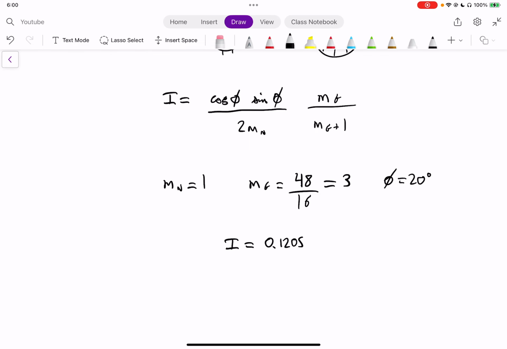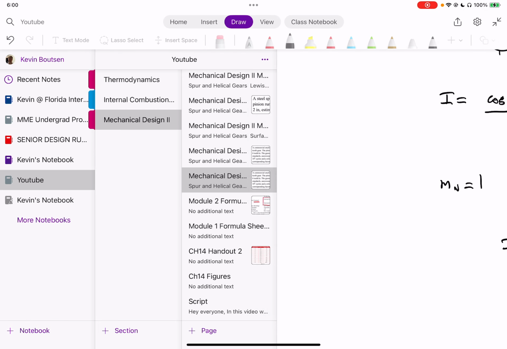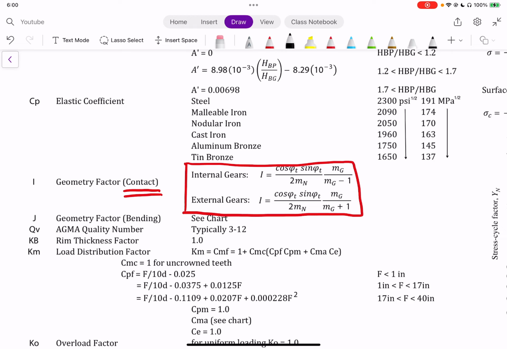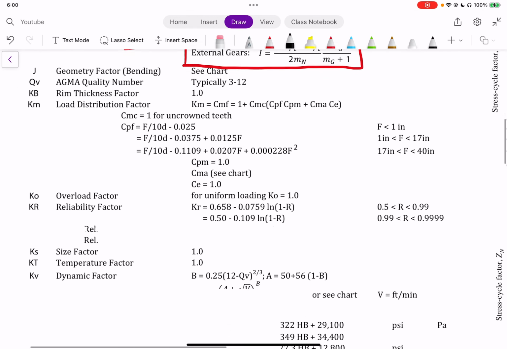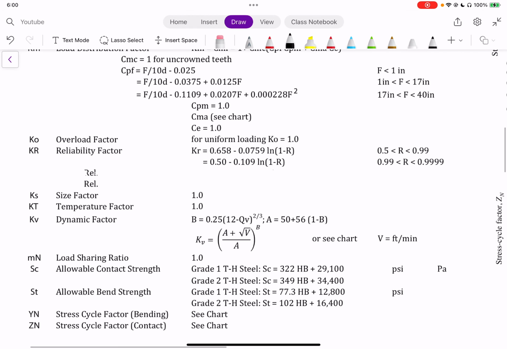Now, if we go really quick back to our formula sheet, I just want to show you that our value for Mn is called the load sharing ratio, and this value of Mn is equal to 1. So we just use a value of 1. You can read more about it in Shigley's mechanical design book if you want to learn about this, but usually it's always equal to 1, and it's the amount of load sharing that occurs in that system.